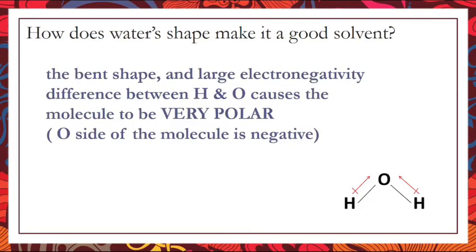That bent shape and that large electronegativity difference, that large polarity between the H's and the O's, causes the molecule to be very polar. It's a super strong magnet. So the O side of the molecule is super negative, the H side is super positive, and so this magnet can go around pulling apart other polar substances.